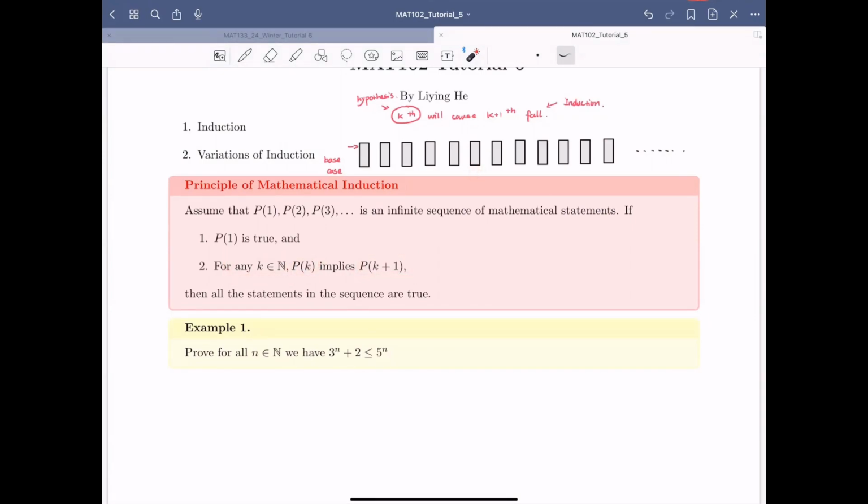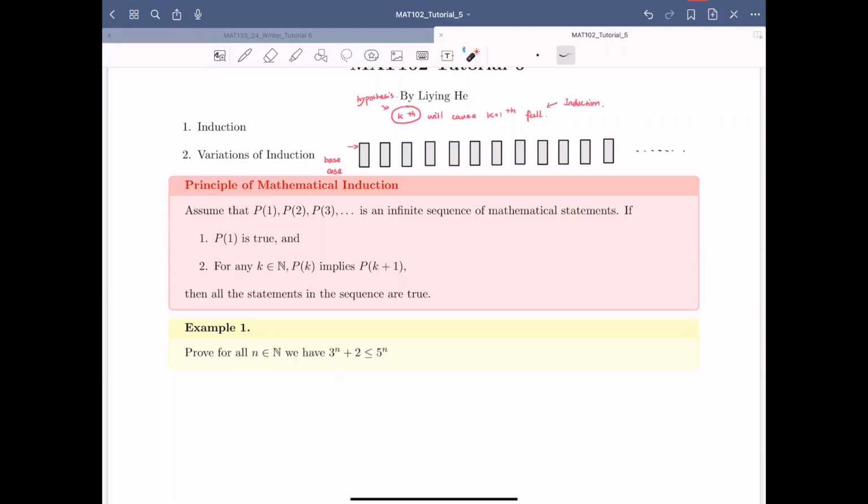So no matter which one I pick, this one or this one or any one of those, that one is going to cause the next one to fall. I need both conditions to say all the statements are true. That's why induction works, because I would have P of 1 implies P of 2, P of 2 implies P of 3, P of 3 implies P of 4, and so on. So that's the concept.